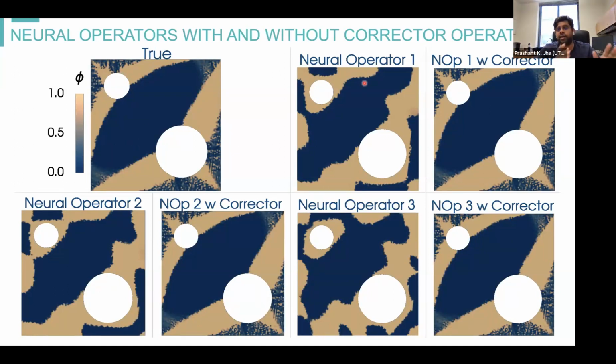Then I considered 20 different neural operators based on different combinations of input, output, reduced dimension, and also different combinations of training data. Out of those, I pick 3 neural operators as a demonstration. So here is neural operator 1, here is neural operator 2, here is neural operator 3.